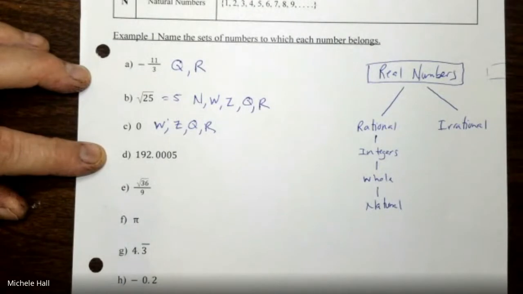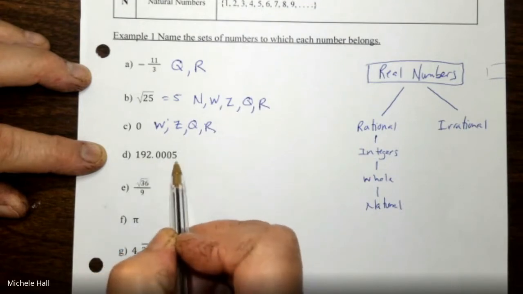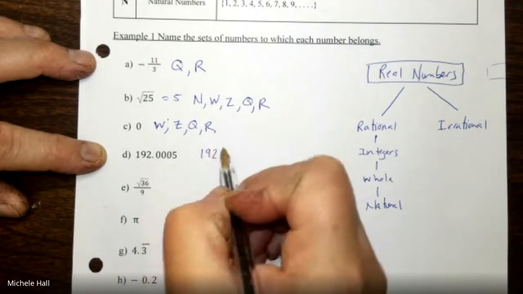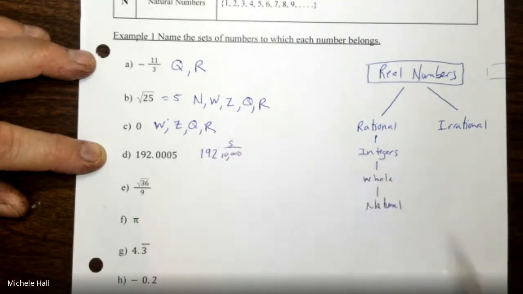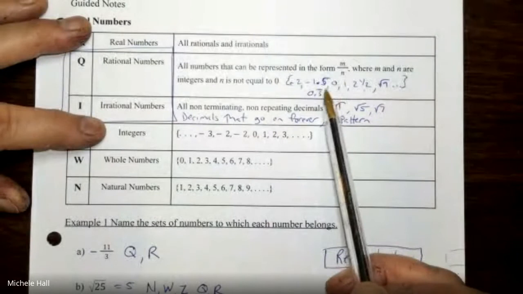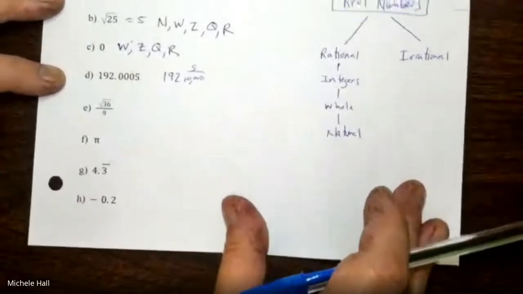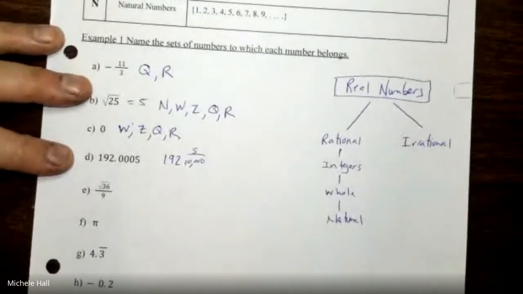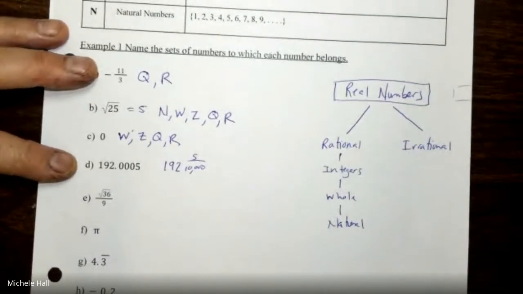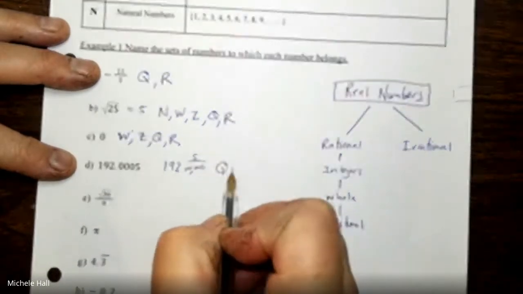How about problem D? Does anybody know how to say that? Very good. Tenths, hundredths, thousandths, ten-thousandths. So that's 192 and 5 ten-thousandths. That means I can change this decimal into a fraction. That tells me that it has a pattern and I can do it. So it's definitely not going to be in the irrationals, with a decimal that you can't make a fraction out of. All right, so where's the first place that you see a decimal or a fraction? So it starts in the rationals and continues to the real.